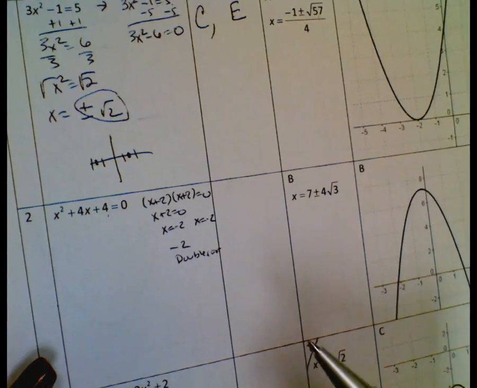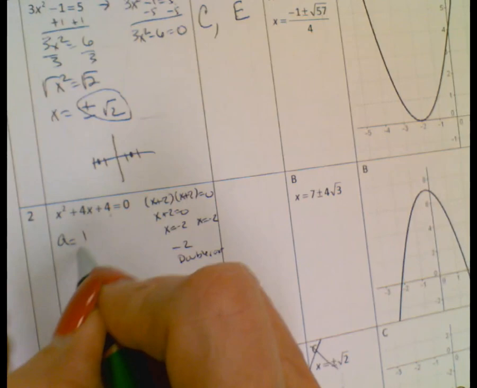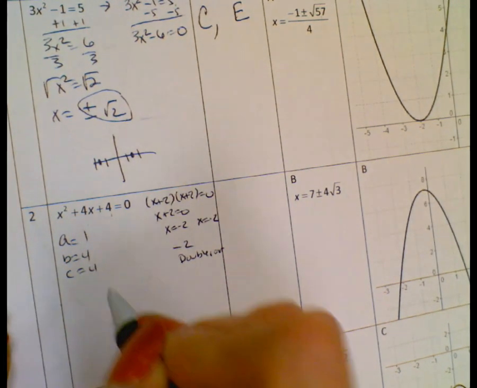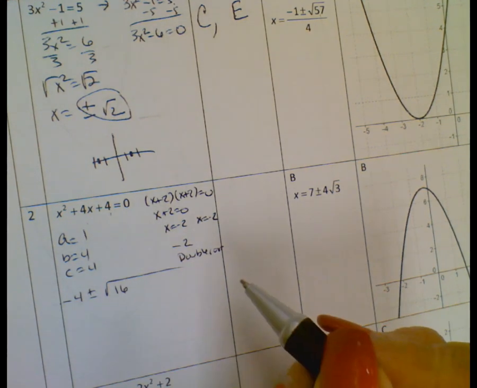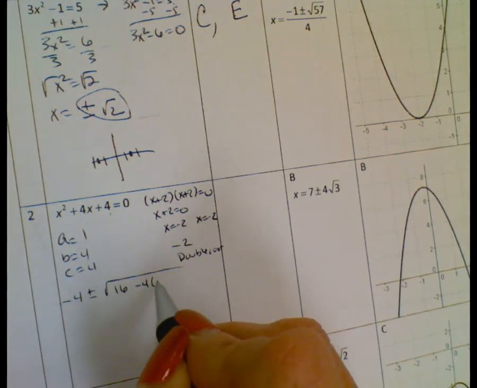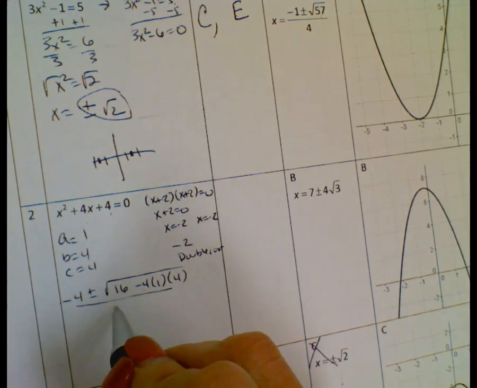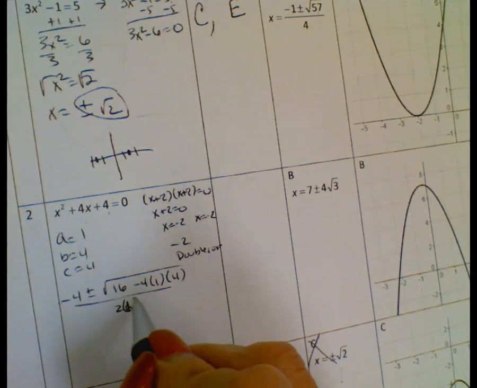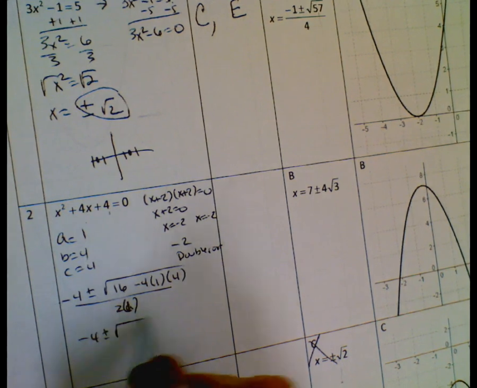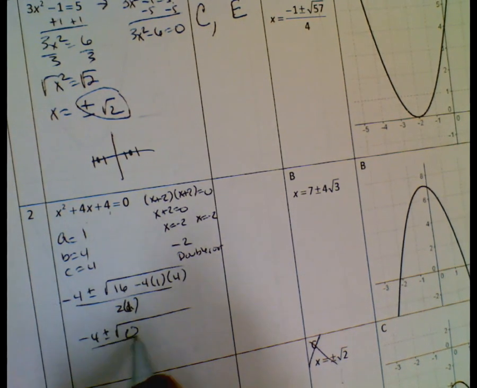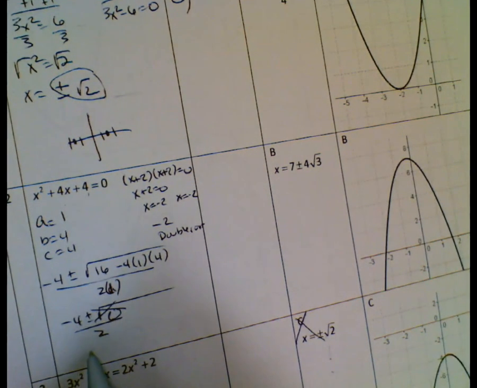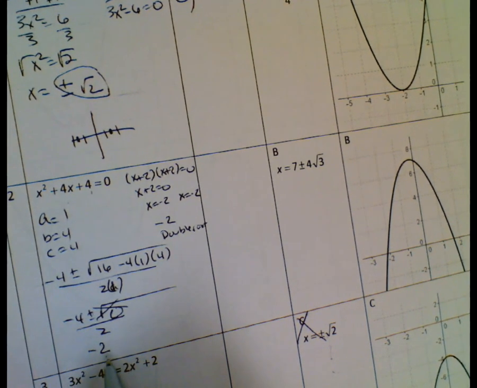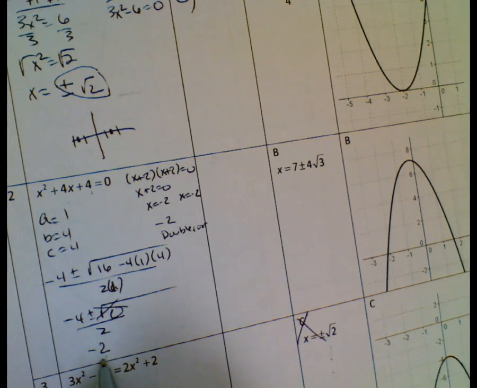Now let me show you how to get negative 2 using the quadratic formula. A is 1, B is 4, C is 4. So the opposite of B is negative 4 plus or minus the square root of B squared, which is 16, minus 4 times A times C, over 2A. Oops, 2 times 1. So it's negative 4 plus or minus the square root of 16 minus 16, which is 0, over 2. So plus or minus 0 goes away, and your answer is negative 4 over 2, which is negative 2. But you might not know that that's a double root. Just know that there's always 2 answers. So if you only have 1 answer, it's there twice.